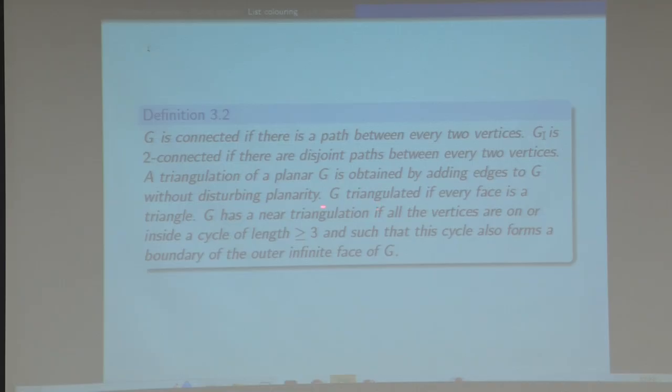My graph is triangulated if every face is a triangle. It is a near triangulation if all the vertices are either on a cycle or all of them are inside a cycle. Both these situations can be obtained. The given graph need not be triangulated, but I can always triangulate any planar graph by adding extra edges so that every face becomes a triangle, including the infinite face, the outside face.